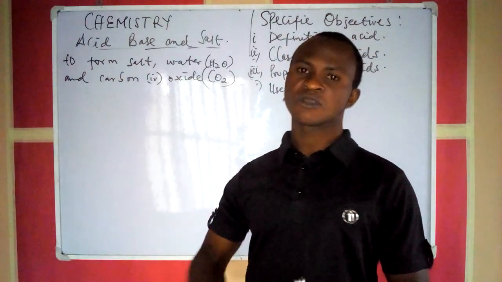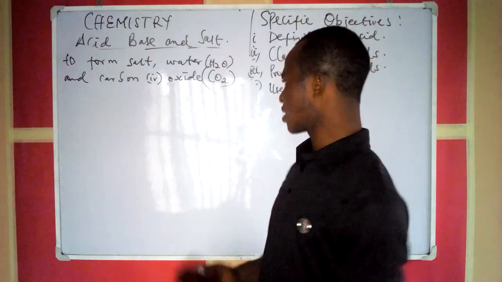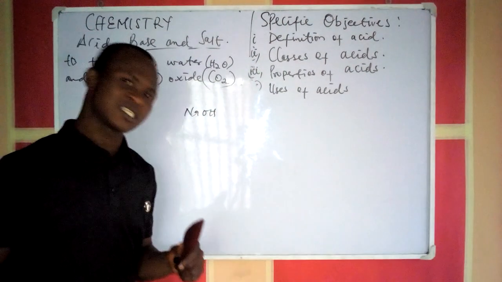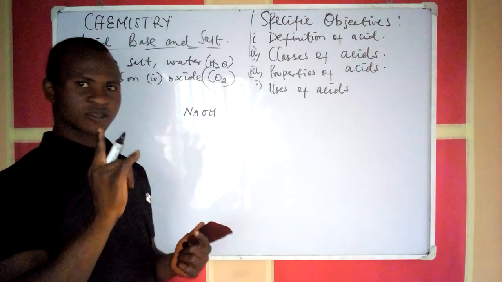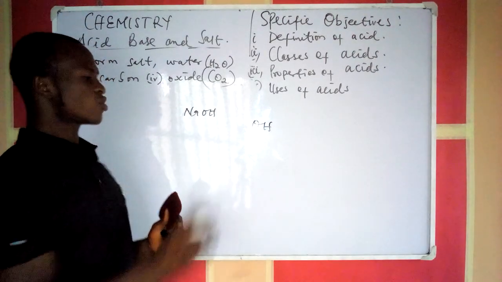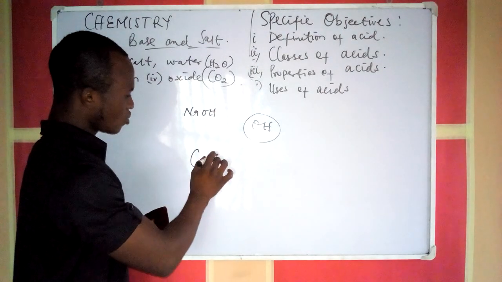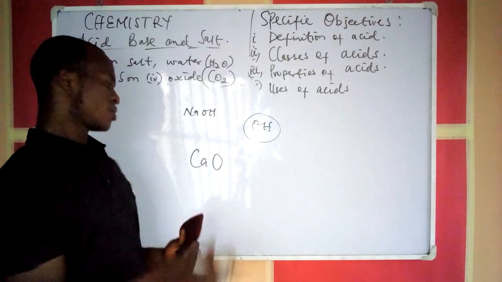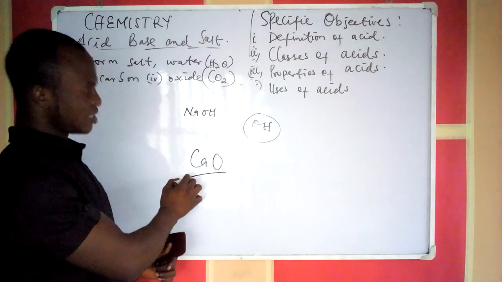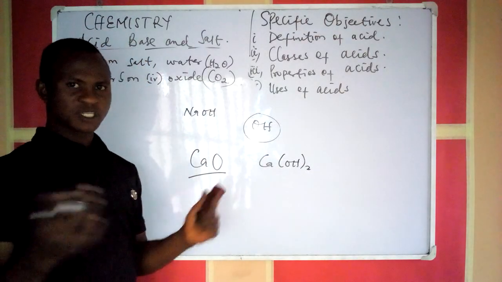Or we said bases or alkali. Alkali are simply the hydroxides of metals, like NaOH. What is the sign of the presence of this hydroxide? Presence of OH. Any compound that contains OH contains hydroxide. Then any compound that contains O and a metal only contains oxide. So this is oxide, this is hydroxide.